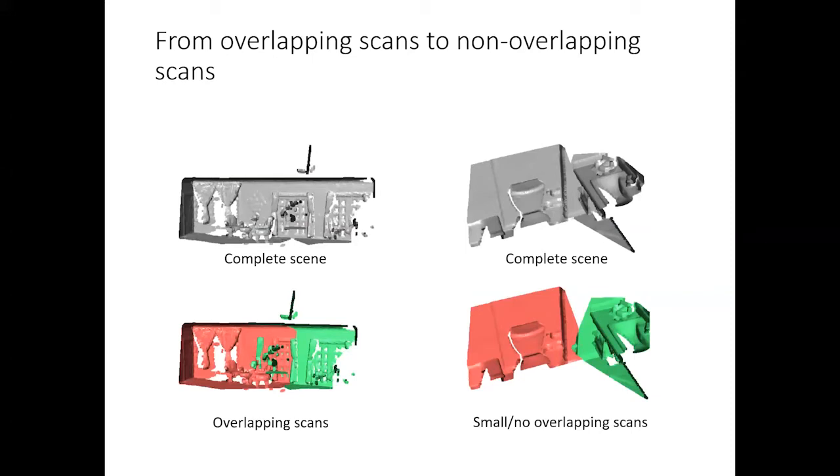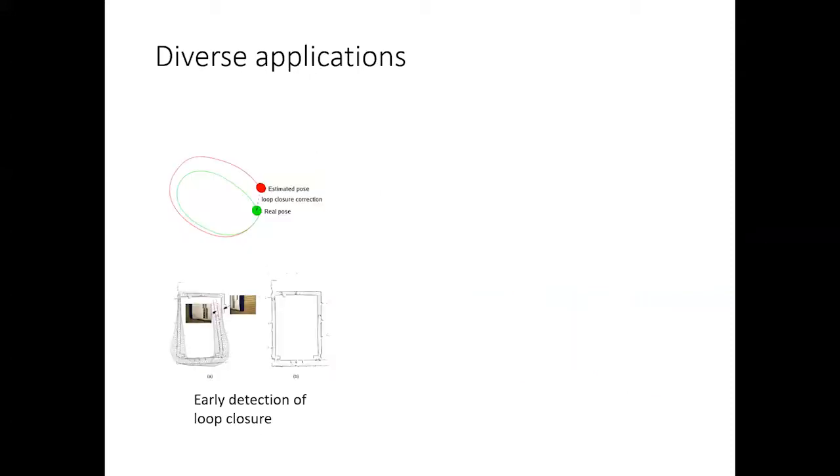So first of all, is this actually an interesting task? In fact, if you think closely, there are many applications that can benefit from the ability of matching scans that have small or no overlapping vision. For example, we want to do early detection of loop closure. So we want to predict, oh, maybe along this way, there's a potential loop, so that we can improve the pose. So this is one application.